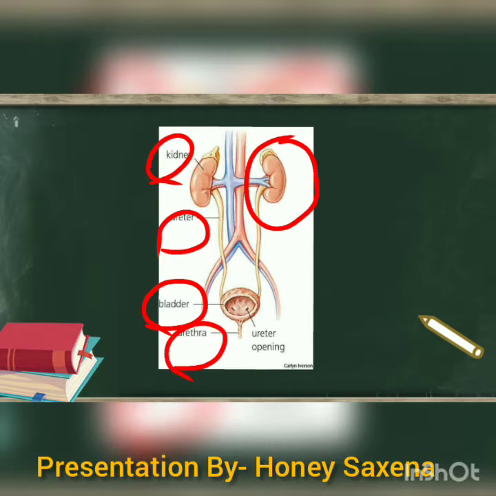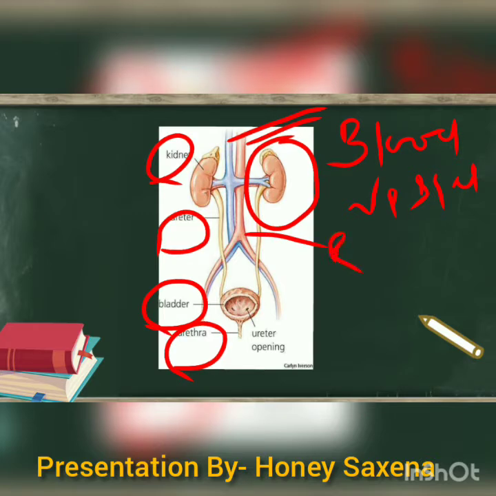Other than that, there are blood vessels coming in and going out. These are two blood vessels. The blood vessel which is coming in is called the renal artery, and the blood vessel which is going out is called the renal vein. This red one is called the renal artery, and this blue one is called the renal vein.